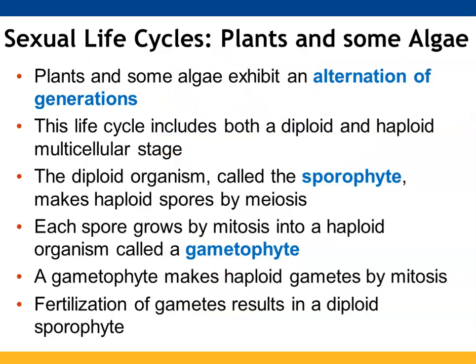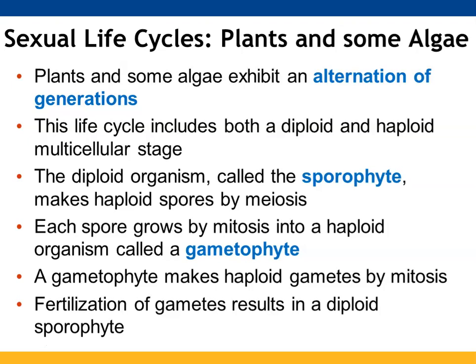Now we're going to look at plants and some algae. These are different because they do what we call an alternation of generations. They have two multicellular forms, one that is diploid and one that is haploid. The diploid organism, known as a sporophyte, is able to make haploid spores via meiosis. Those spores will reproduce via mitosis into a haploid organism, which is called a gametophyte.